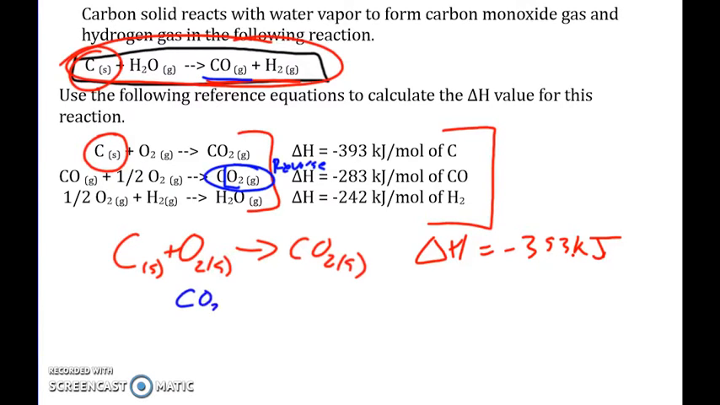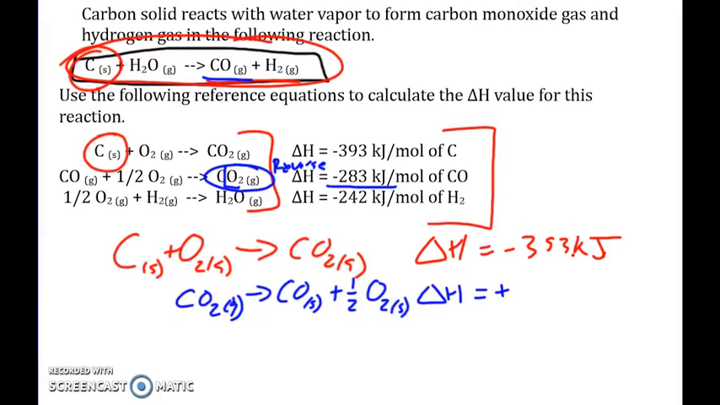So CO2 gas turns into CO gas plus 1/2 O2. If it takes 283 kilojoules per mole to form it, when we break those bonds, as we have here, the value becomes positive because we're releasing that energy. So it's no longer negative 283, it's positive 283 kilojoules.